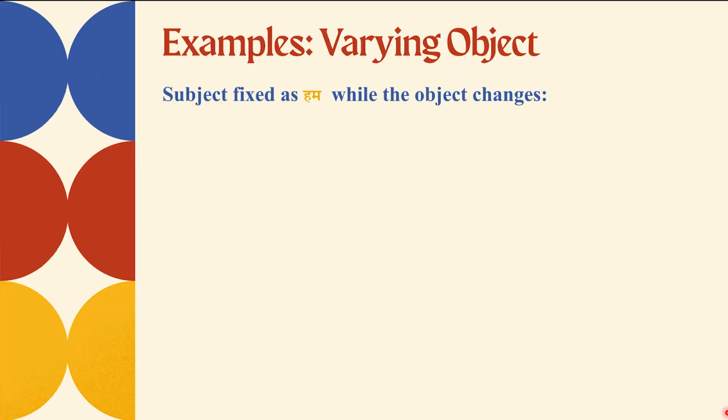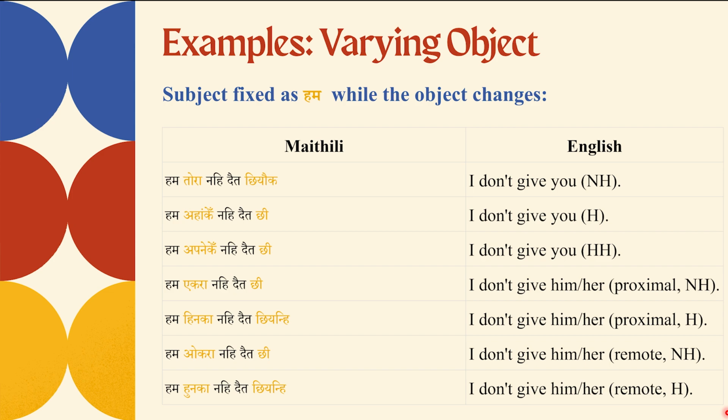So, let us see some examples. In the examples that we are going to see now, we will have the subject fixed as hum while the object will keep on changing. In the first column here, you see Maithili sentences, and in the next column, you see the English equivalent of it. Now, let us look at this example.